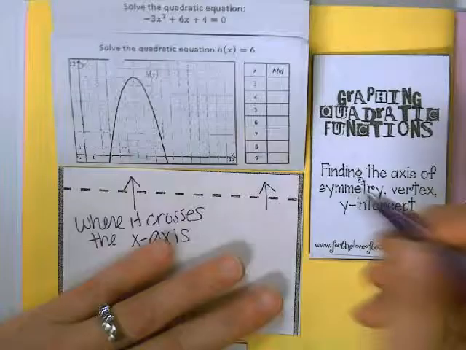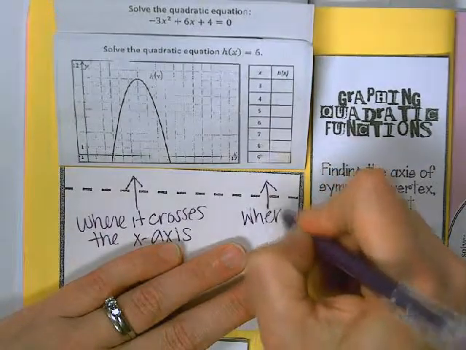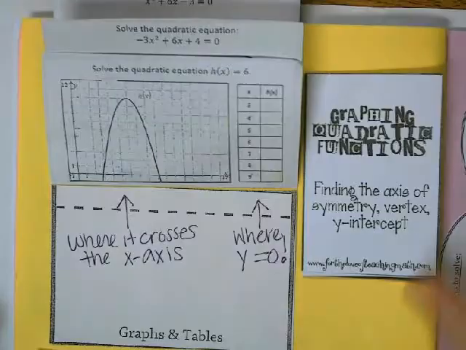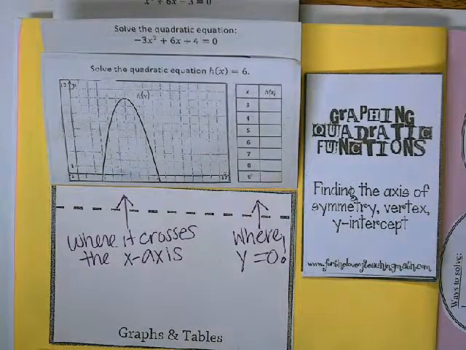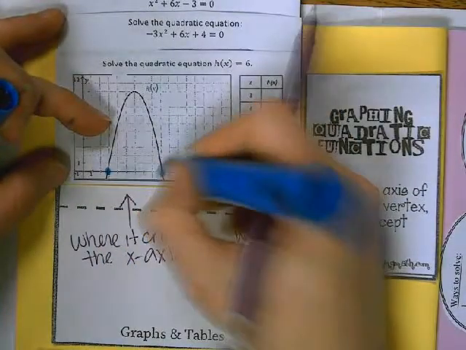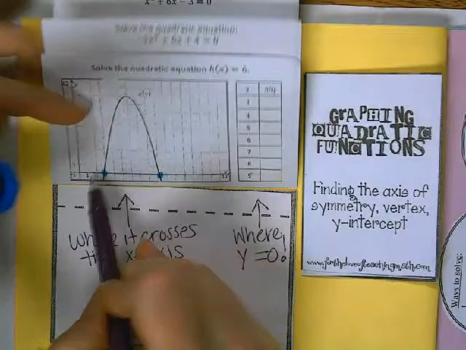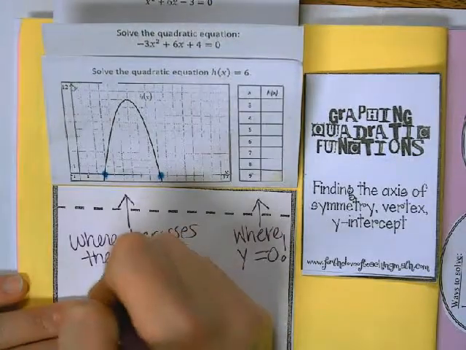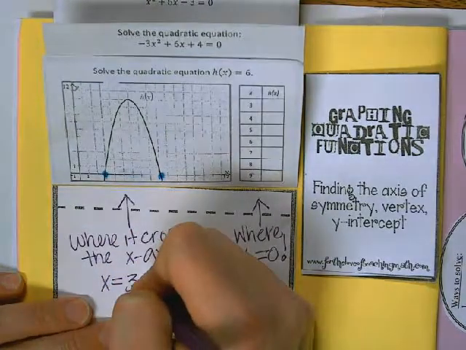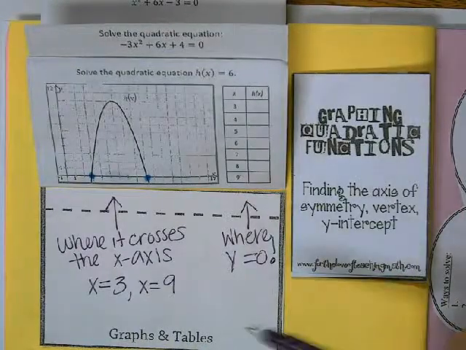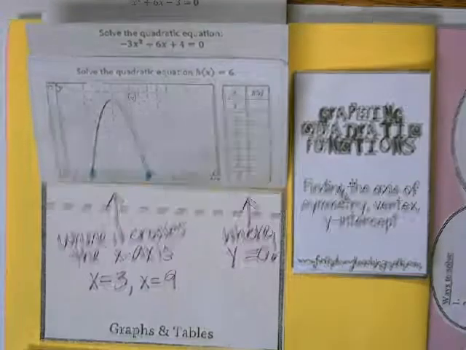And on tables, we want to know where y equals 0. Okay? So on my graph here, it crosses the x-axis at around 3 and around, I don't know, let's count. So 2, 3, 4, 5, 6, 7, 8, 9. So this is x is 3 and x is 9. Remember, you could also write it with the squiggly lines. I just didn't.